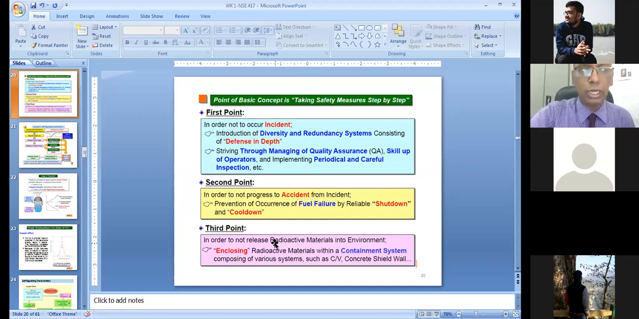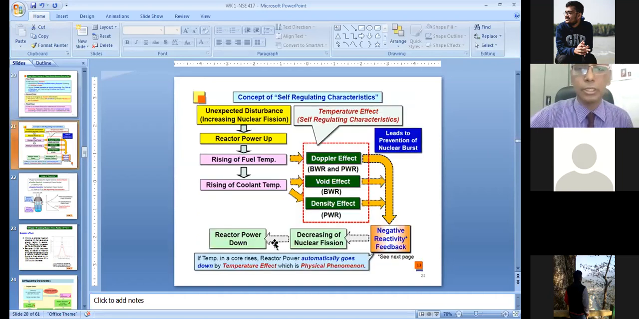Third point, the accident has already happened. So your target is not to release the radioactive materials. That is most important. The containment building, containment system, the emergency core cooling system, and the concrete shielding wall should be properly designed so that they can prevent the release of radioactivity.